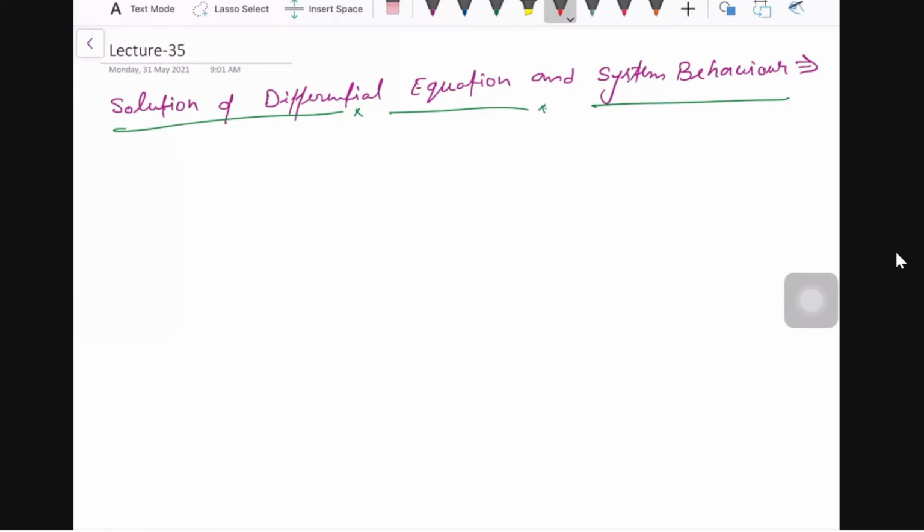So this is lecture 35 according to your lesson plan, and in this lecture we are going to discuss the solution of differential equation and system behavior. Okay, so when we talk about differential equation in Laplace transform, we talk about two main important theorems, or you can say properties, for this differential equation.